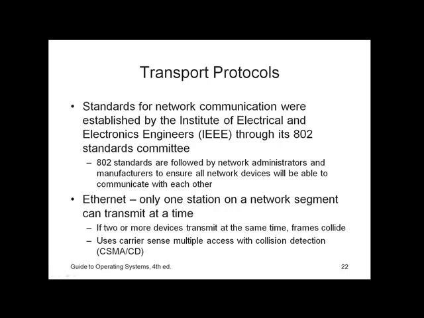Now, Ethernet is a type of protocol. Only one station on a network segment can transmit at a time with Ethernet. When more than one station talks at the same time, we refer to that as a collision. Ethernet uses carrier-sense multiple access with collision detection to perform that function, or CSMA/CD.